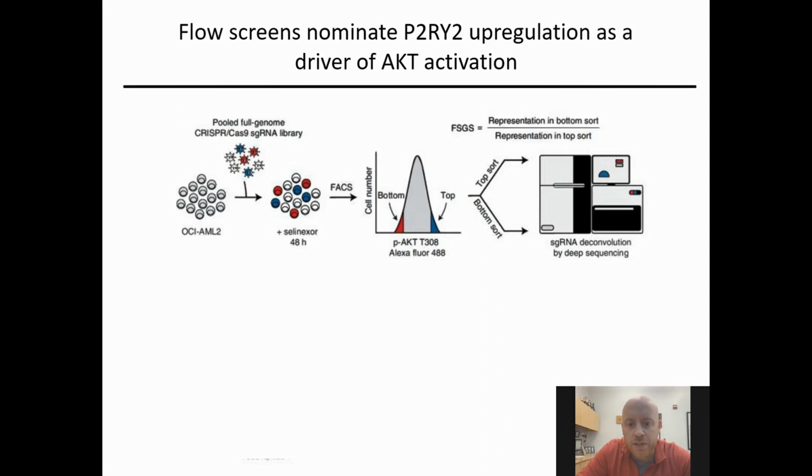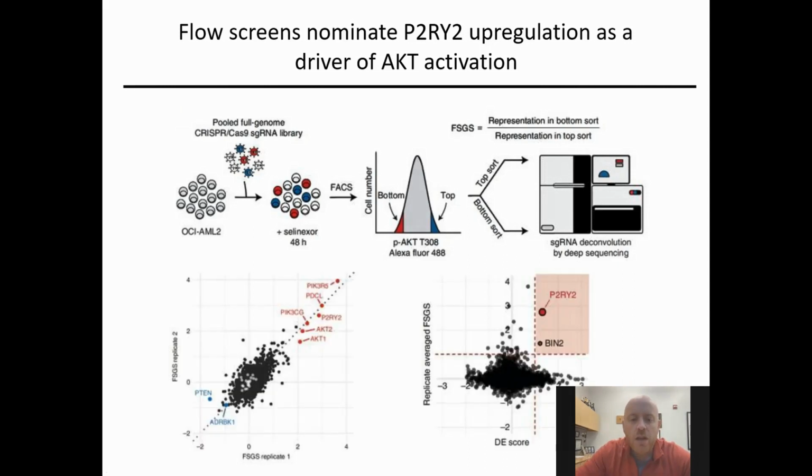When we looked at the data from these screens, what we found was that while most genes in the genome have no effect or very minor effects on AKT phosphorylation, a handful of genes had dramatic effects. And interestingly, many of those genes are genes that we would associate with the AKT pathway. So for example, AKT1 and 2 itself, the gamma isoform of PI3 kinase, its cognate regulatory subunit PIK3R5, and on the other end of the distribution, PTEN, the negative regulator of PI3 kinase signaling.